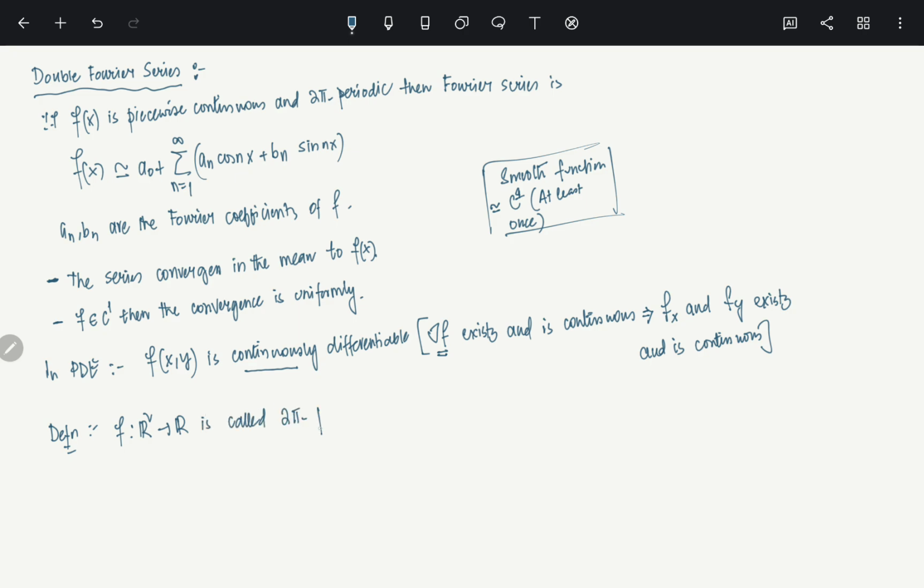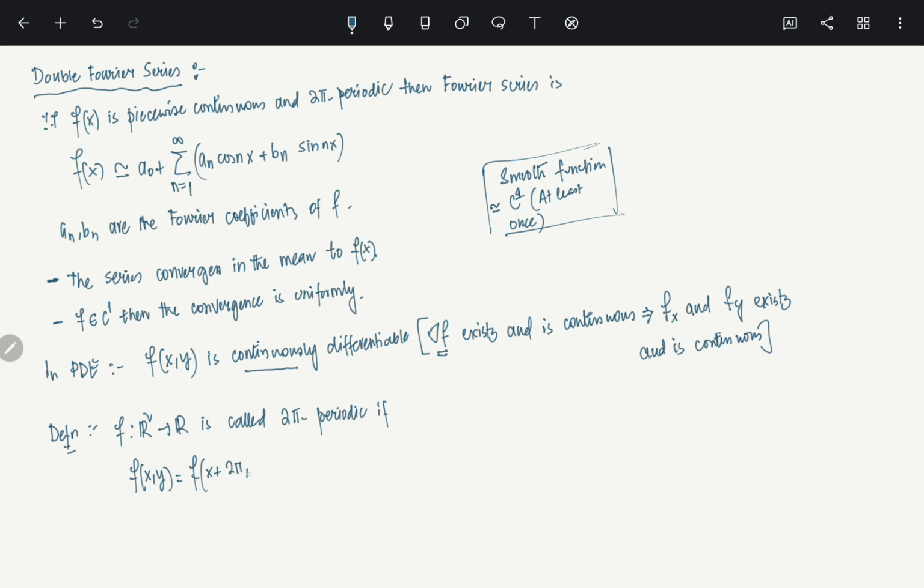Okay, this is just a definition, so please don't read too much into it. We are just defining something like this. Essentially, when is a function from R2 to R 2 pi periodic? If you fix a y, then f of x y should be periodic with respect to x, 2 pi periodic.